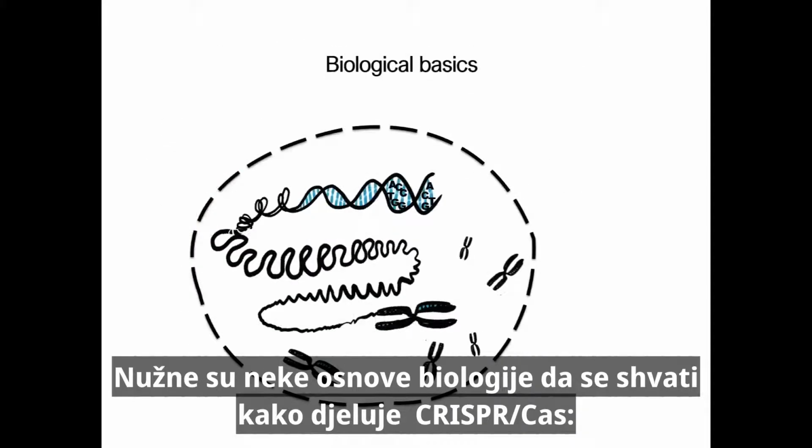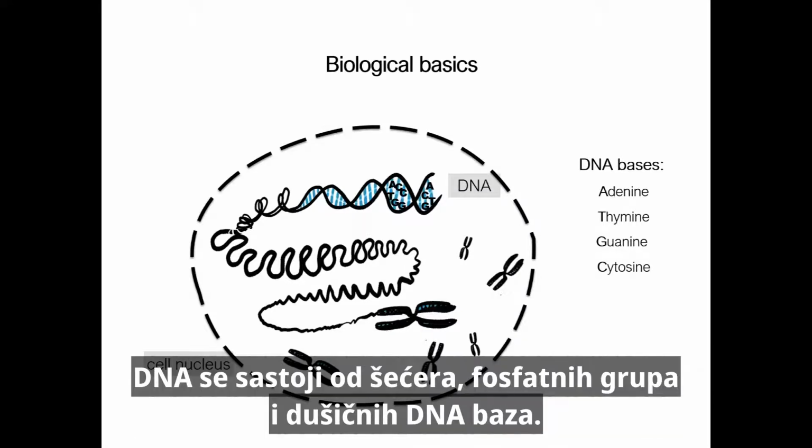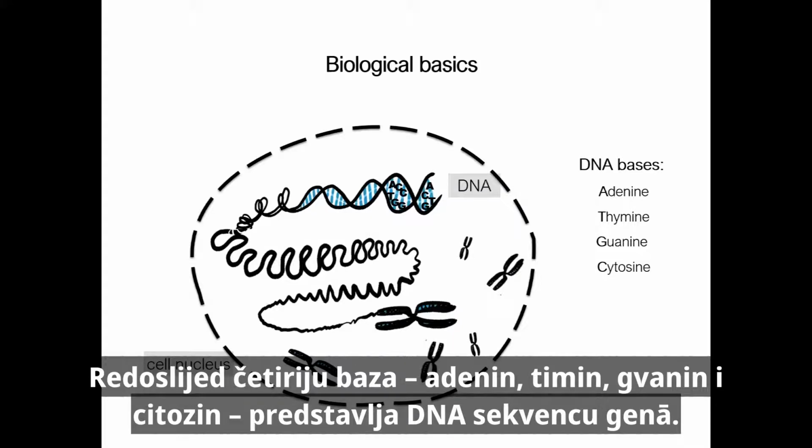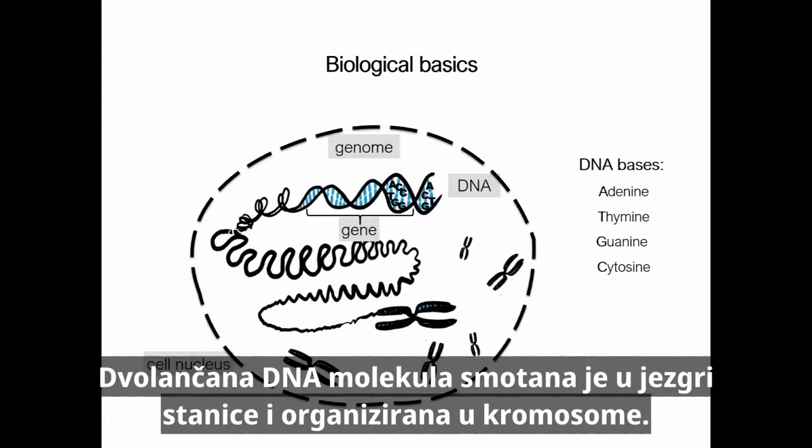Some biological basics are important to understand how CRISPR-Cas works. This picture shows a cell nucleus with DNA. The DNA is made up of sugar, phosphate groups, and DNA bases. The four bases adenine, thymine, guanine, and cytosine determine the DNA sequence of genes. The complete DNA sequence of an individual is called the genome. The double-stranded DNA is coiled up in the cell nucleus and is organized in chromosomes.